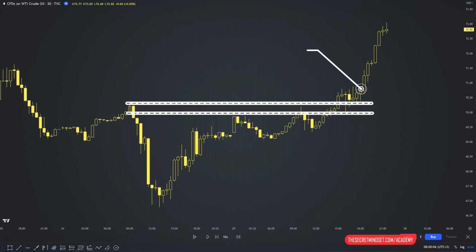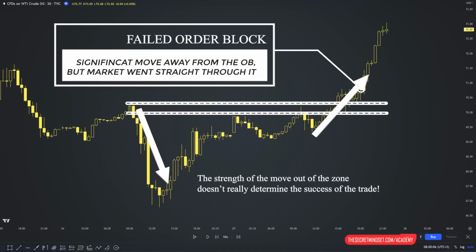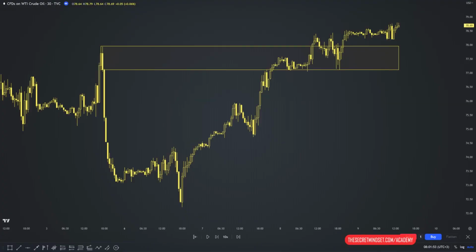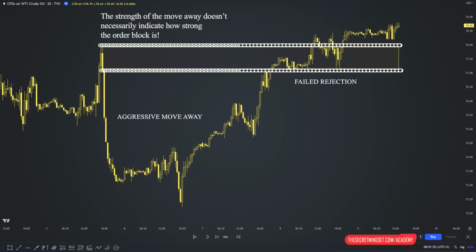But here's the thing, the strength of the move out of the zone doesn't really determine the success of the trade. Many times, you may have placed a trade at an order block with a significant move away, only to see the market go straight through it when it returns. This also happened to me, and I used to base my entries on this idea. But the truth is, the strength of the move away doesn't necessarily indicate how strong the order block is.